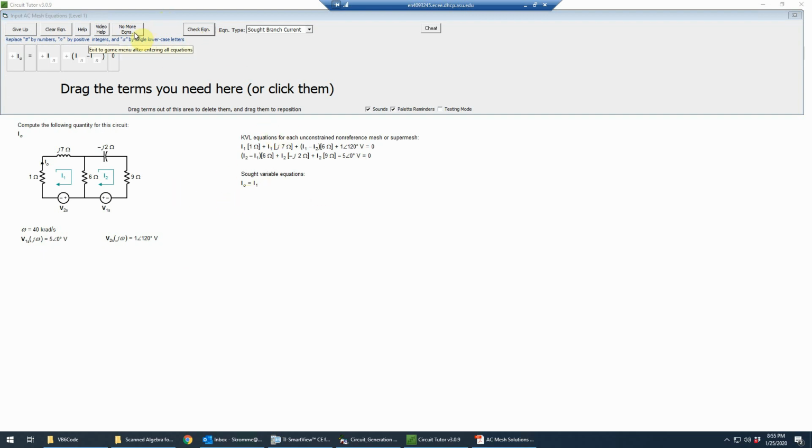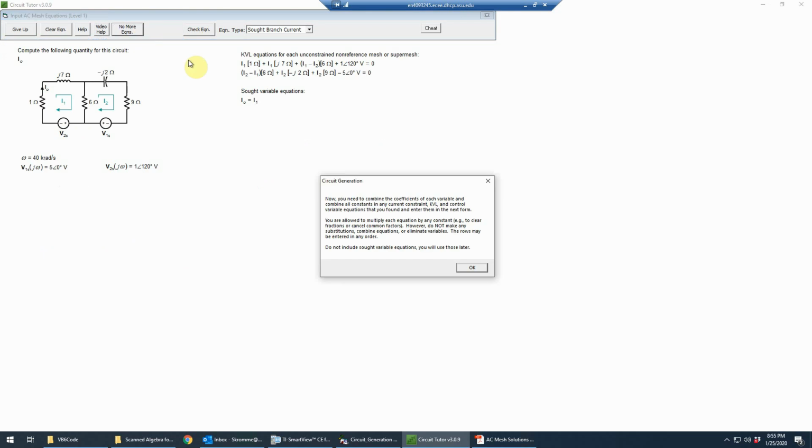So we'll click No More Equations. And now the new part in a solutions tutorial is that we're going to actually try to solve these equations so we can eventually get the sought variable, which again is just really I1. And to do that, we're going to put these equations first into a standardized form where we put all the constants on the right-hand side and combine, for example, all the I1 terms together and all the I2 terms and so forth to put them into standard form and make it easier to solve.